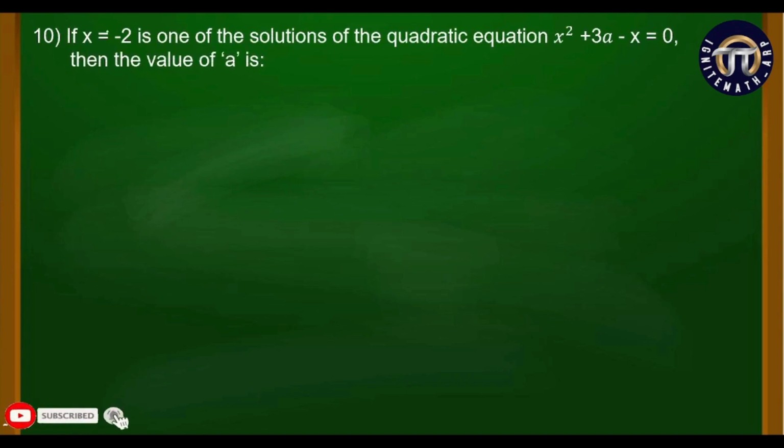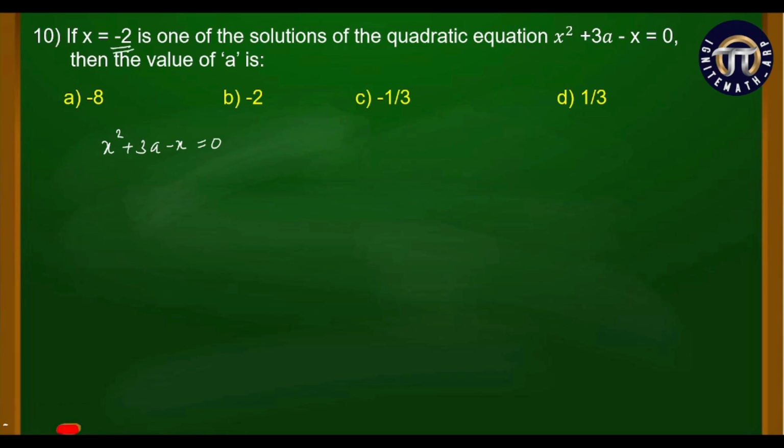So next one, children, question number 10. If x equal to minus 2 is one of the solutions of the quadratic equation so and so, then we are supposed to calculate the value of a. See, the given quadratic equation is x square plus 3a minus x equal to 0. Since they are telling x is minus 2, you must know that a quadratic equation has two roots, right? So out of that they are telling you one root is minus 2. So that is minus 2 the whole square plus 3 into a minus of minus 2. The value of x is minus 2 in the given equation. You are supposed to find the value of a.